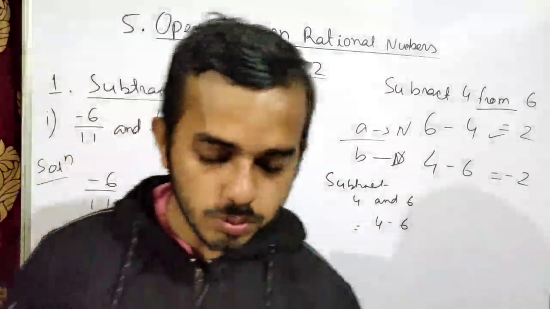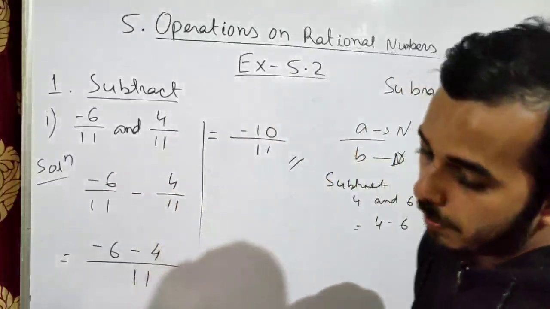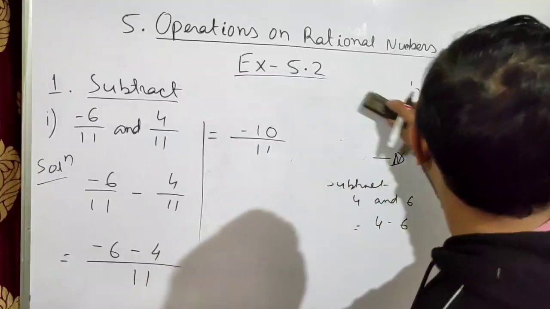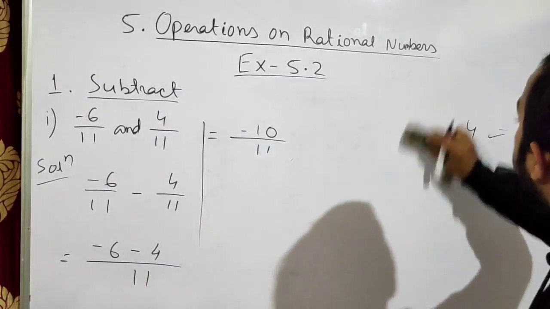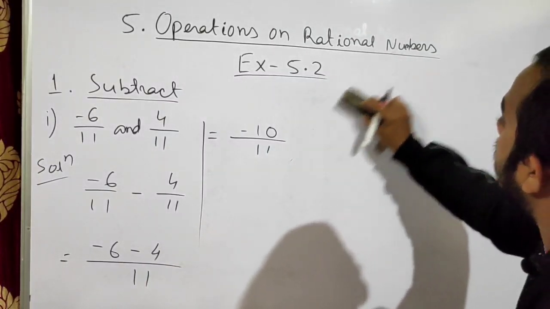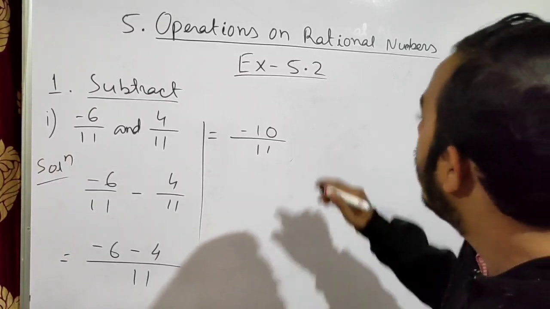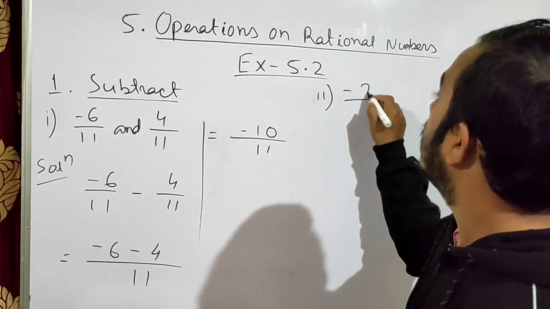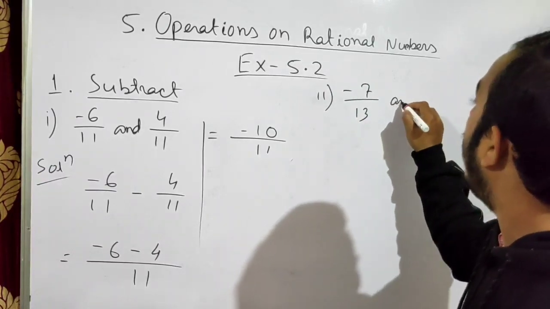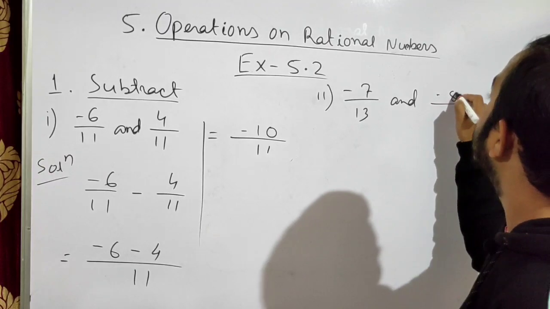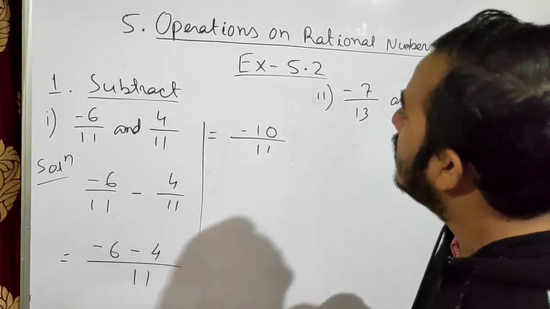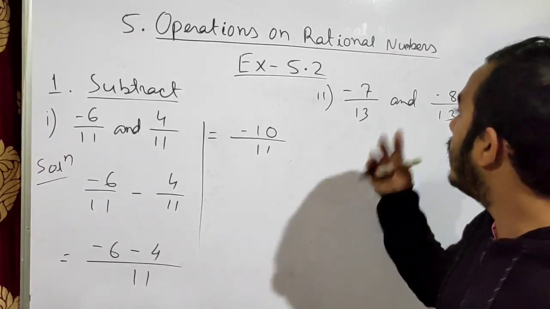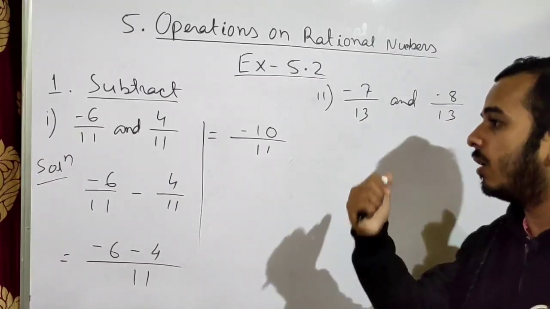Let's move to our next one, that is question number 2: minus 7 by 13 and minus 8 by 13. Clear? This is a bit different, because both of them are negative, isn't it? Both of the numerators are negative. So look carefully.